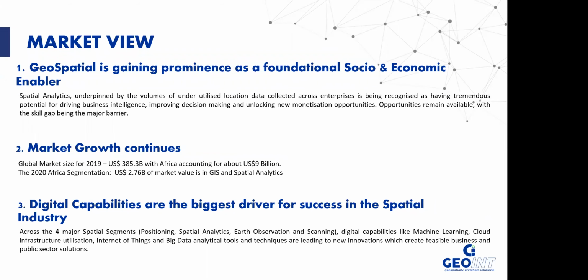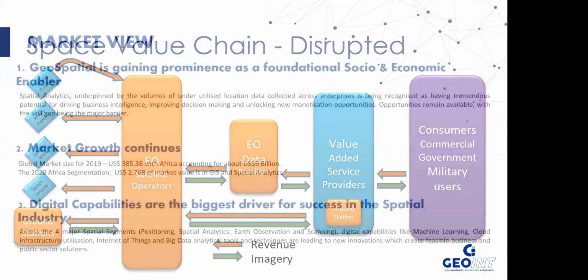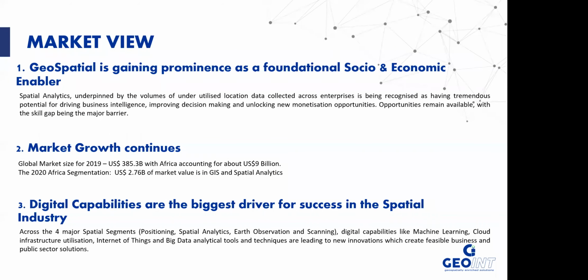And referencing back to the pandemic and everything that happened last year, what we've seen is that people were really interested in understanding the where of what was going on. So, looking at location and looking at maps really became front and center for most people. And that's what we mean by this market starting to grow. The global market size in 2019 was $385 billion US, with Africa accounting for about $9 billion US. And in 2020, the Africa segment of this sector is looking at about $2.7 billion US.